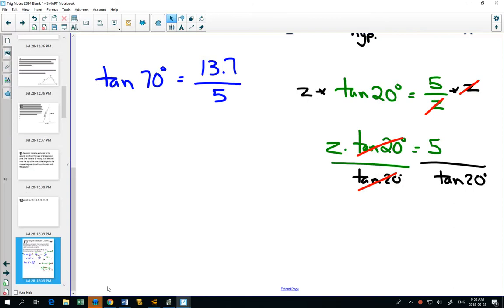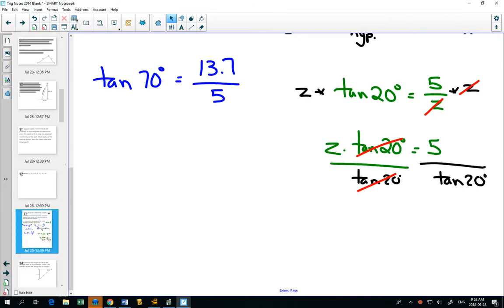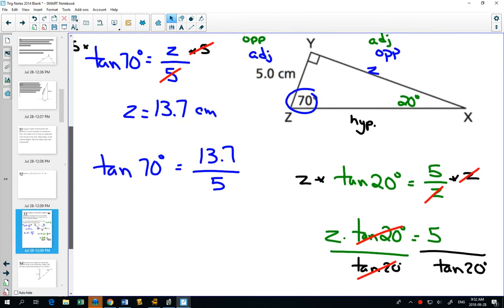However, can you see it was a little bit more work using the 20-degree angle compared to using the 70-degree angle? Just because with the 70-degree angle, what we didn't know was in our numerator. So it was only one step to get it by itself. In the second one, what we didn't know was in our denominator. With practice over time, you might recognize, oh, I have to multiply both sides by z, so that would move the z up over here on the left side. I have to divide both sides by tan of 20. That will move tan into my denominator on the other side. And some people can do that just in one step too.